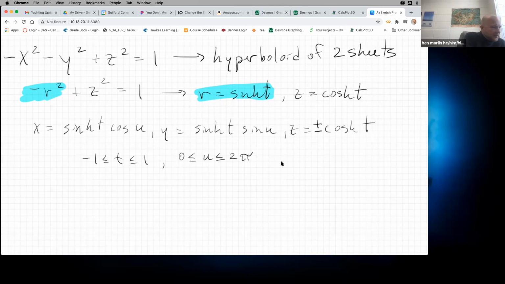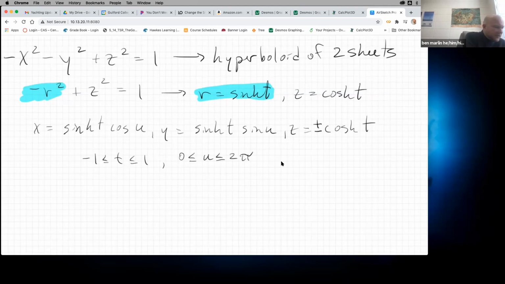And then we go in and have our sinh cosine u and our sinh sine u. And the one difficulty we have is that our z is going to be positive or negative, but we could see that we had a z squared here. It was legal for it to be negative. So we're actually going to have to do two plots to get this drawn.